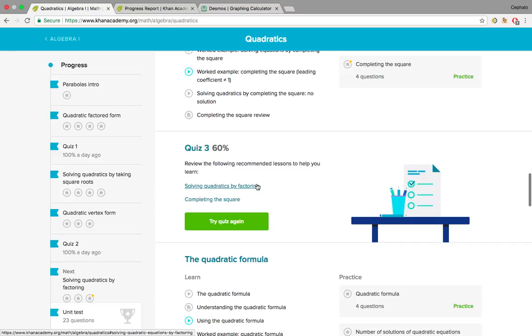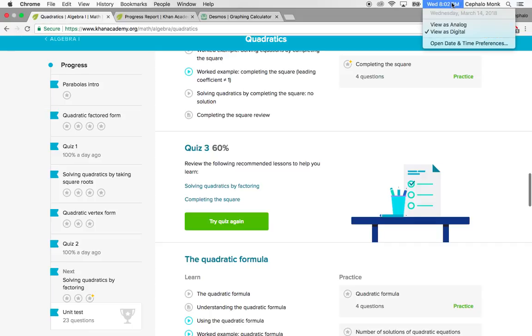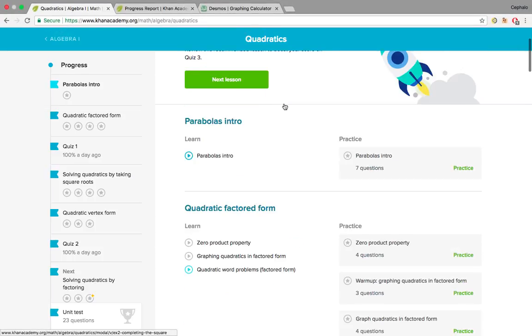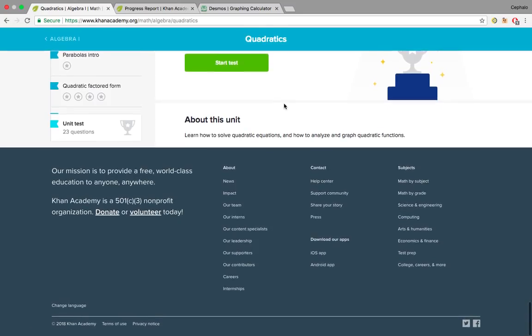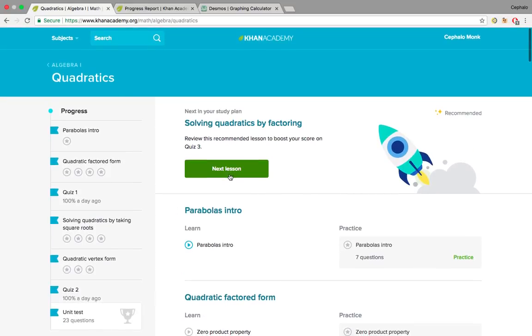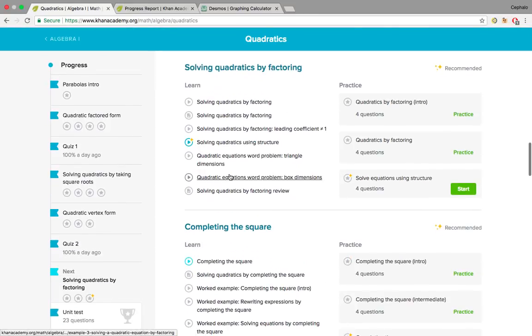We need to work on completing the square and solving equations using structure. So let's start off with what they're recommending. Solving equations using structure. All right, let's watch that.